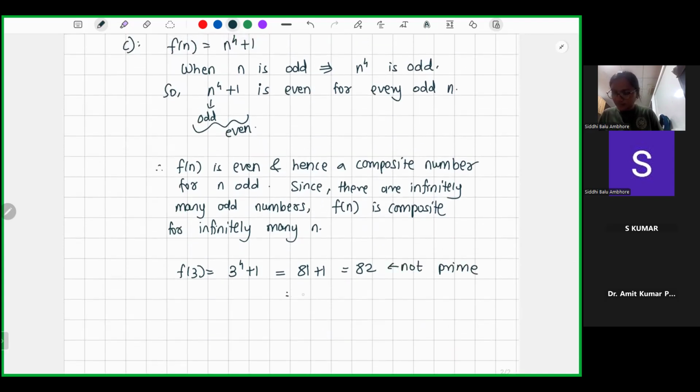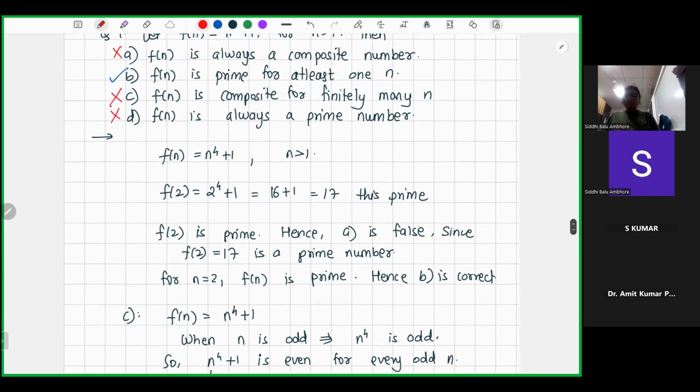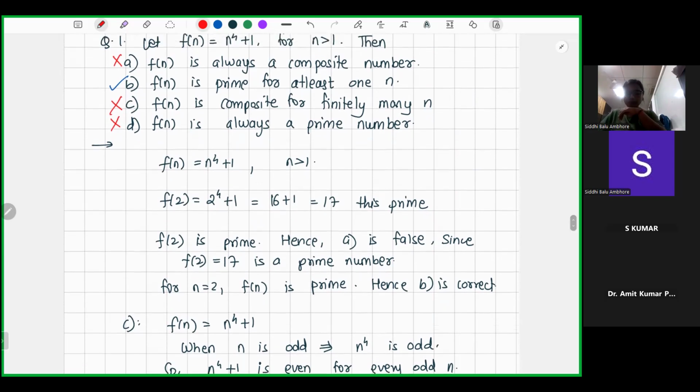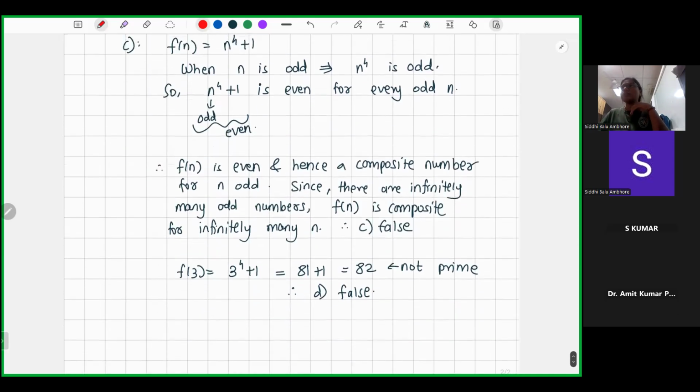So, therefore, C false, therefore D false. Okay, so this one is also not correct. It's not always prime. Okay, so this f of n is not always composite or not always prime, but it has at least one n for which it is a prime, and again it is composite for infinitely many n. Okay, so I hope this was okay. I hope that you know the fourth one is false.